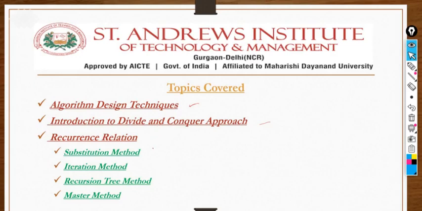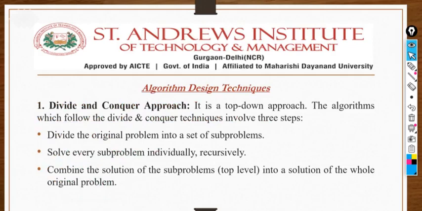Then next is the recurrence relation that we have. Under the recurrence relation we have different methods to understand, like the substitution method, iteration method, recursion tree method, and master theorem method. Okay, so we will discuss these things one by one. Let's start with the algorithm design techniques.